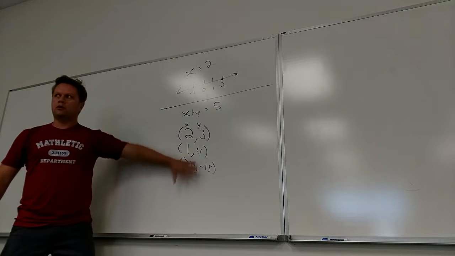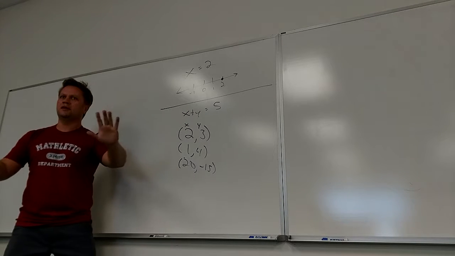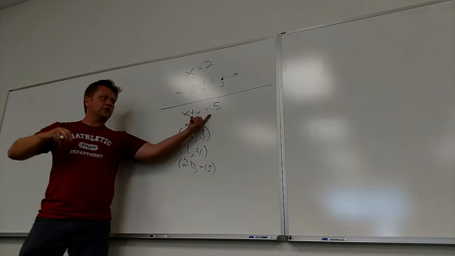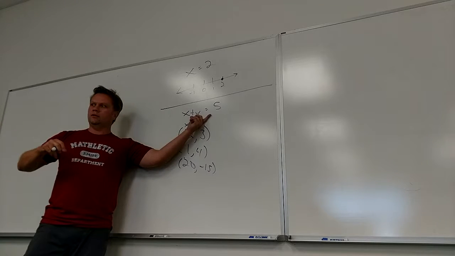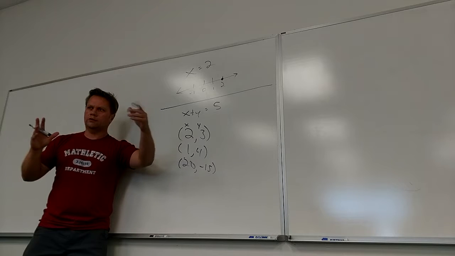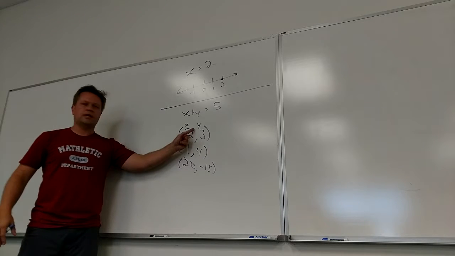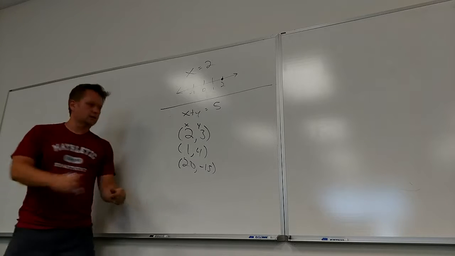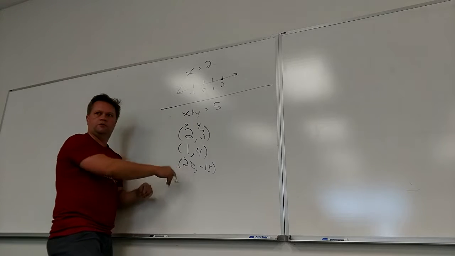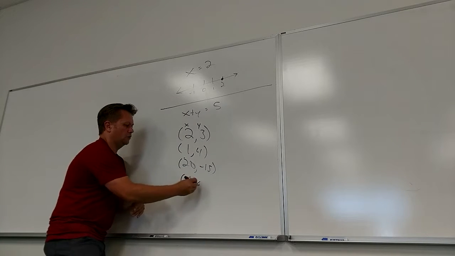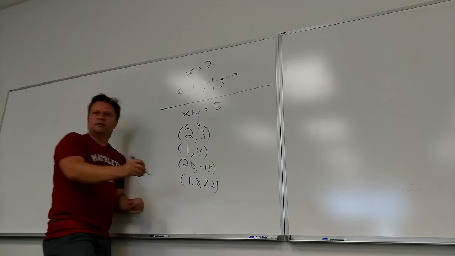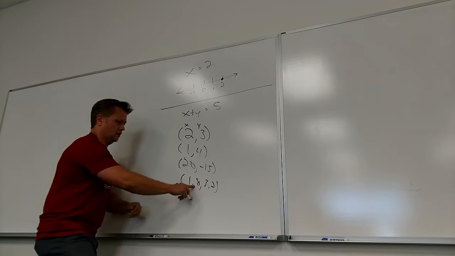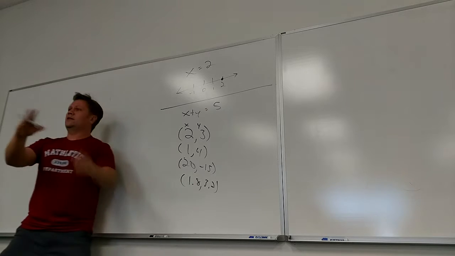There's got to be a better way. I really want you to understand this. There's got to be a better way to represent all the answers to this in a compact, concise way. This would take forever to do. Do you guys see that? Because not only is it 2, 3, 3, 2, 1, 4, 20, negative 15, it's also 1.8, 3.2, right? And then the square root of 7, 5 minus the square root of 7.